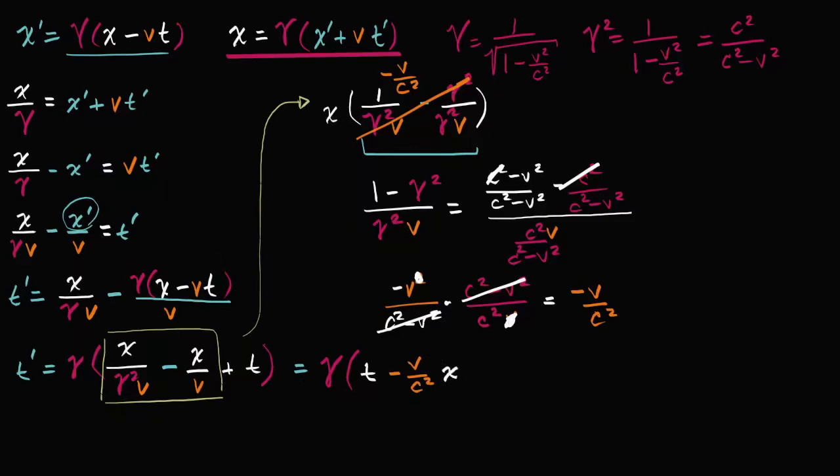And we're done. We have just completed our Lorentz transformation. We started with this that we've been able to show in the last few videos, and we carefully did a little bit of hairy algebra to get this result. t prime is equal to gamma times t minus v over c squared times x.